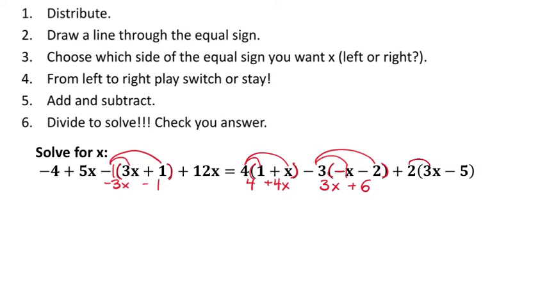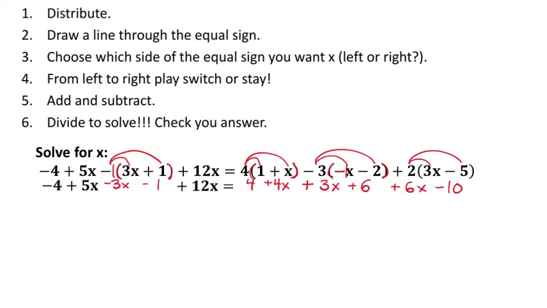Next, I'll distribute 2 into 3x's. That's 2 groups of 3x's. That's positive 6x's. And then I'll distribute 2 into negative 5, which is negative 10. 2 times negative 5 is negative 10. So that's from the distribution, right? But we still need to consider the rest of the equation here. So I still have that 4 plus 5x minus 3x minus 1. And then I still got the plus 12x equals 4 plus 4x, and then that was a positive 3x right there, so there's a plus sign. Plus 6 plus 6x minus 10. So that's all the distribution we have.